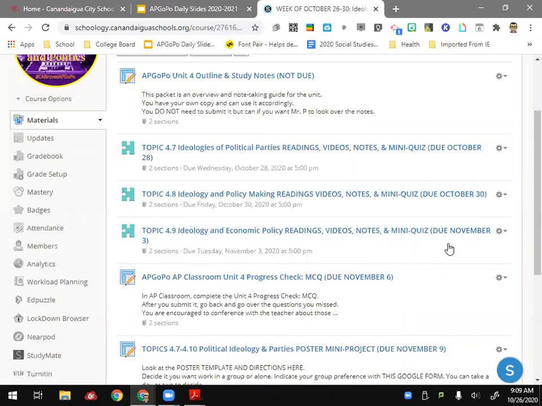And then ideology and economic policy, and then we're going to do one more next week, which is ideology and social policy. And I'll have some stuff up for that by the end of the week. Social policies are things like abortion, religion in schools, maybe religious freedom, things that deal with family. The Family Leave Act is a social policy, for example. And we'll have an assignment that's due next week.